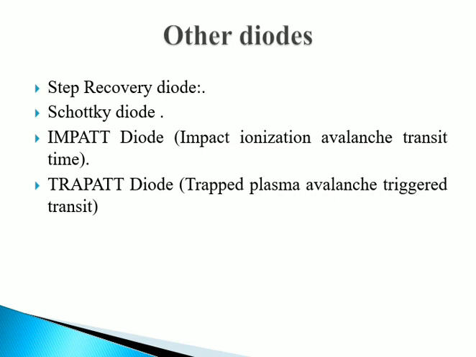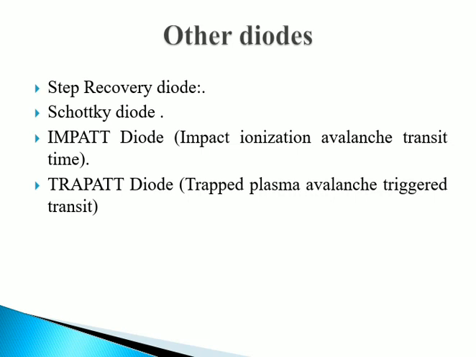Next is the IMPATT diode, that is, impact ionization avalanche transit time diode. Negative resistance is a property of a device which causes the current to be 180 degrees out of phase with the voltage. That property is exhibited by the IMPATT diode. They are used in long distance communication and in radars.